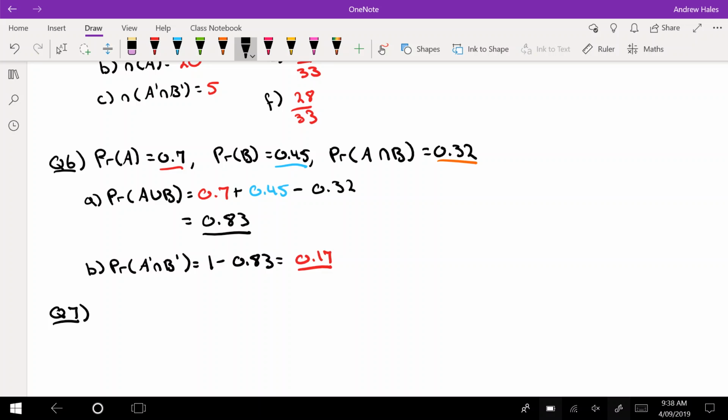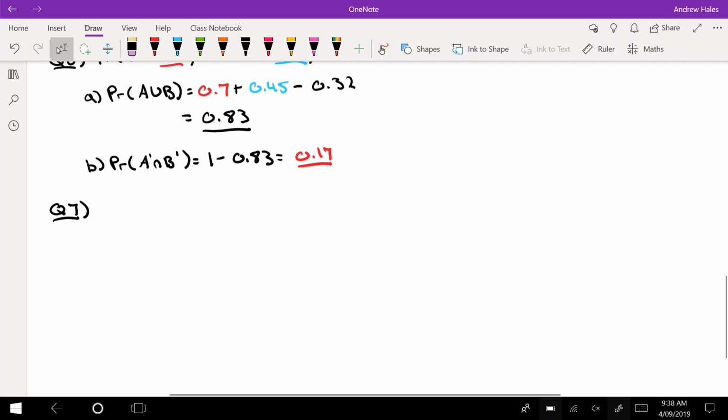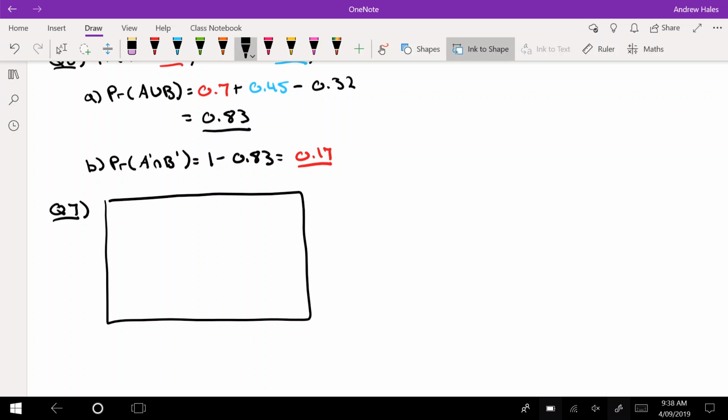Again, we've got a Venn diagram, and we're going to relate the information from the Venn diagram. I might draw it this time. It might be a bit more helpful. So let's draw this Venn diagram.